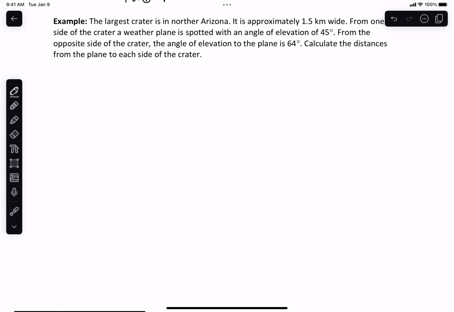So. Okay, the largest crater in northern Arizona is approximately 1.5 kilometers wide.